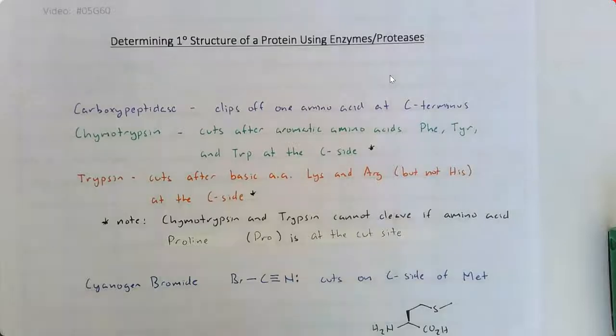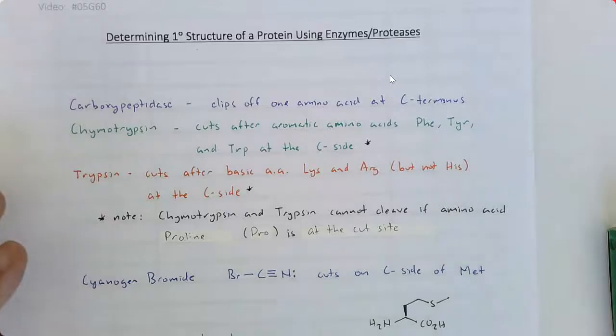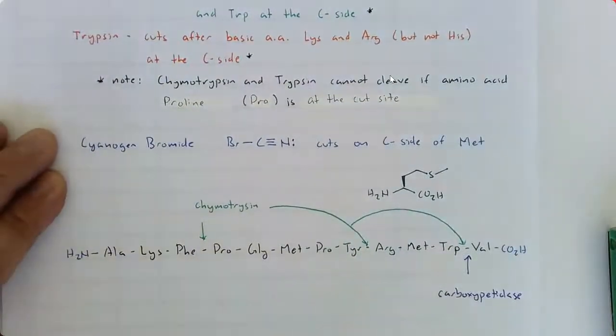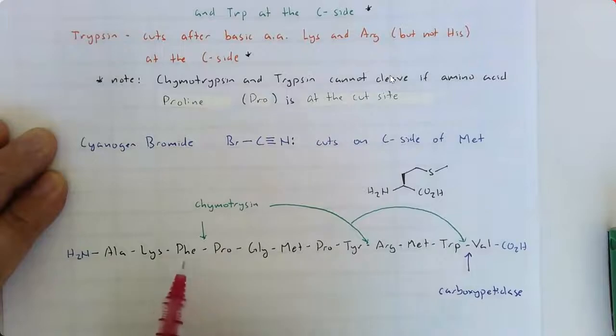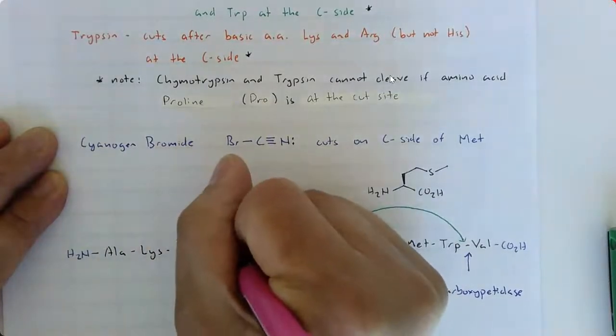Oh, we have to remember that chymotrypsin cannot cleave if the amino acid proline is at the cut site. I think we actually saw that, unfortunately, right here. So chymotrypsin can't cut here. Let's put here, can't cut.